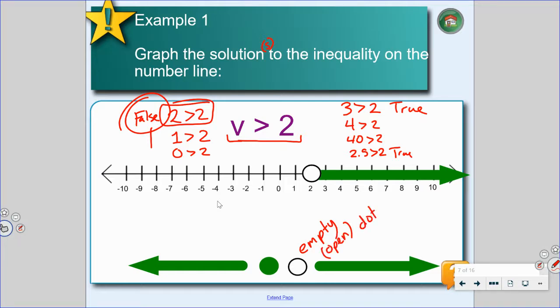And the reason it's empty is because 2 is not a solution. But even the numbers just a little to the right of that, 2.1, 2.00001, all of those would make true statements, but not precisely 2.